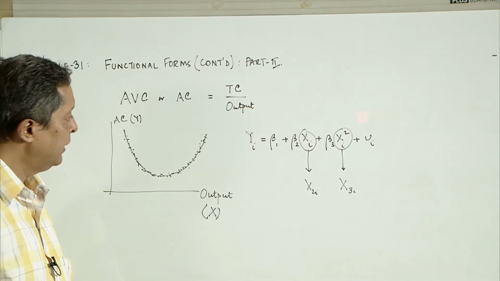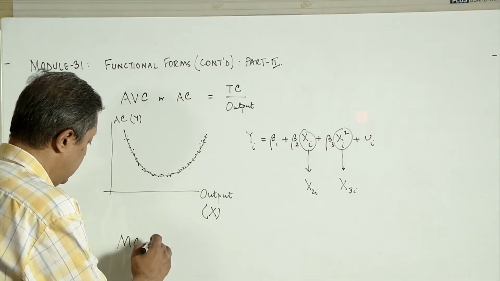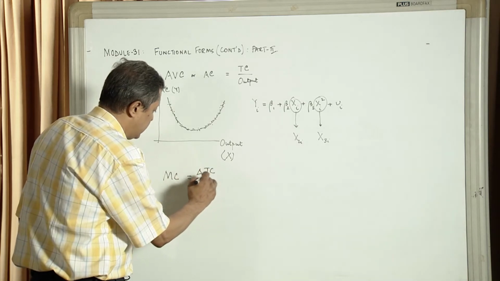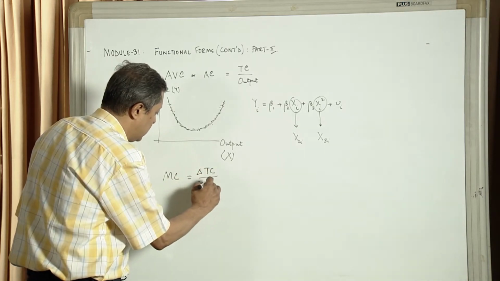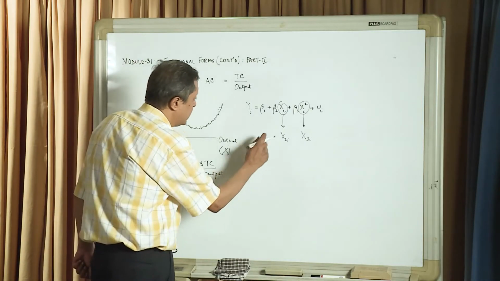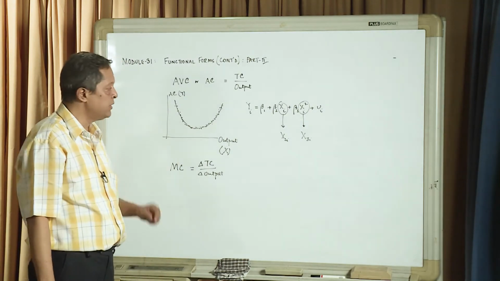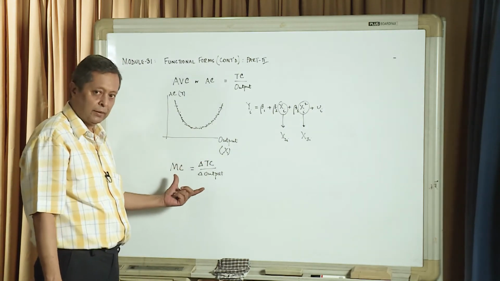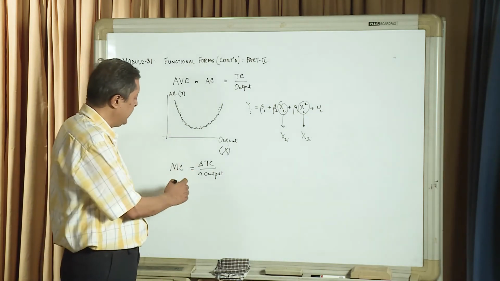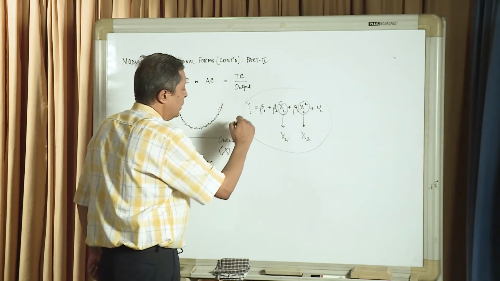In a similar way, the marginal cost MC, which is the change in total cost due to change in output, is also captured by the same kind of model. So, the shapes of the average cost and marginal cost are similar. Their positions differ, but their shapes are similar. And so, we can also capture this marginal cost with the help of the same model.